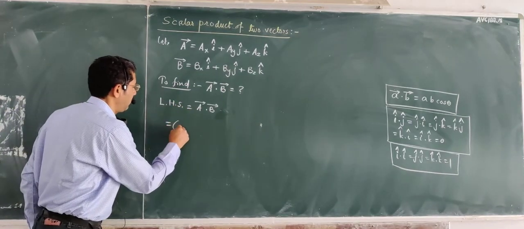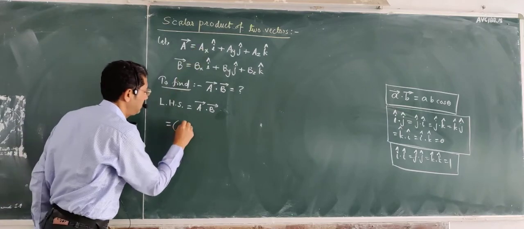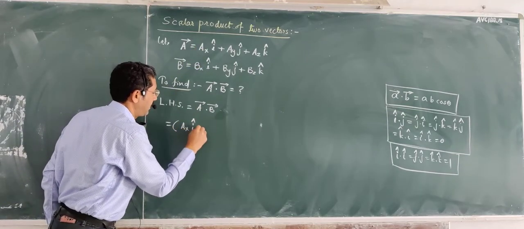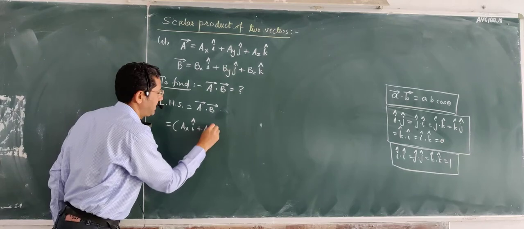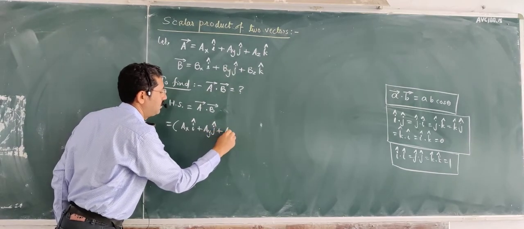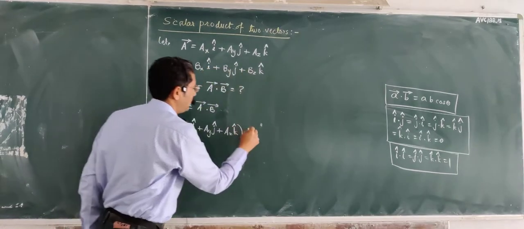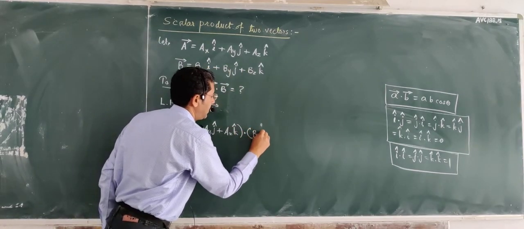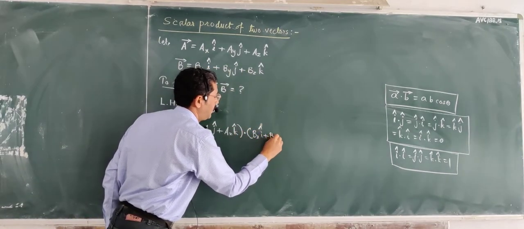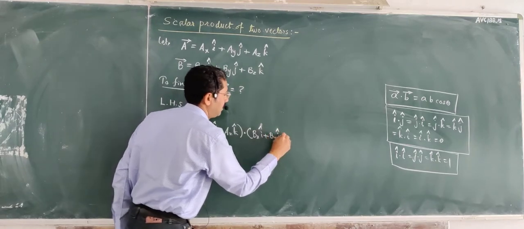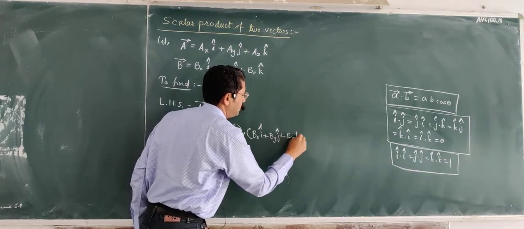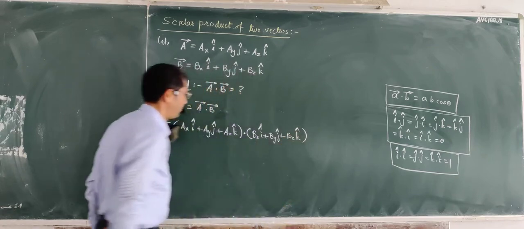So this is therefore equal to. Now what is A equal to? A is equal to AX into I cap plus AY J cap plus AZ into K cap, dot product with B. What is that? BX I plus BY J plus BZ into K. That's what you have.